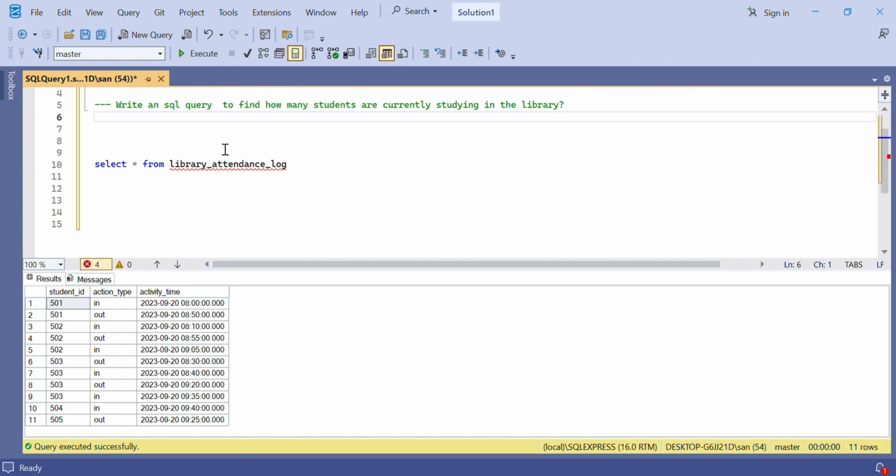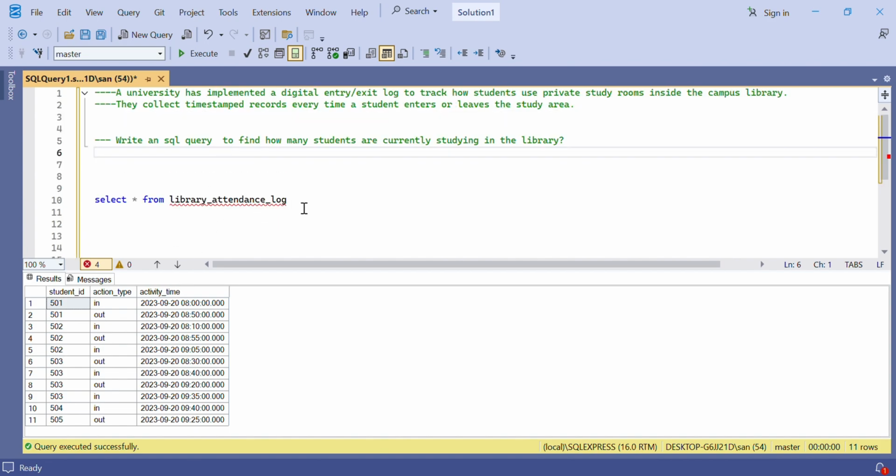So for example, we have this table. In this table, you have student ID 501. 501 enters the library around 8 and he left the library at 8:50. So student 501 is out of the library because he entered at 8 and he left at 8:50.